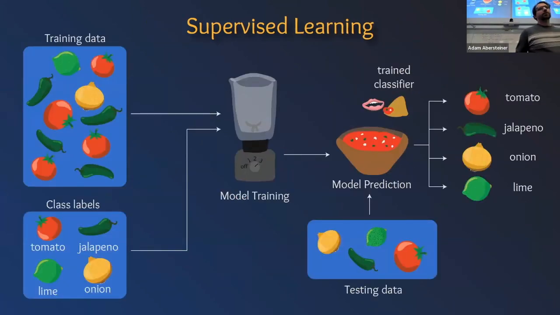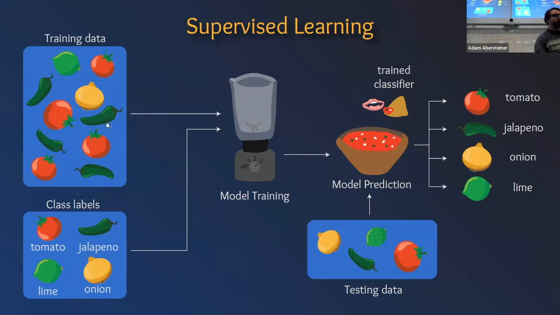Okay, so let's think about supervised learning. I love Mexican food. One of the things we make every time we eat Mexican food is pico de gallo. That's where you start when you're making salsa. It requires a few ingredients. So let's say down here in my class labels, it requires limes, tomatoes, jalapenos, and onions, okay? So those are my classes.